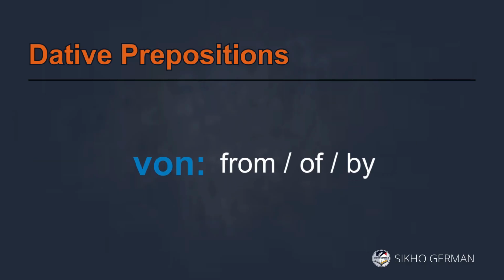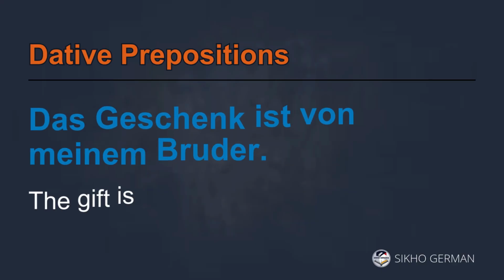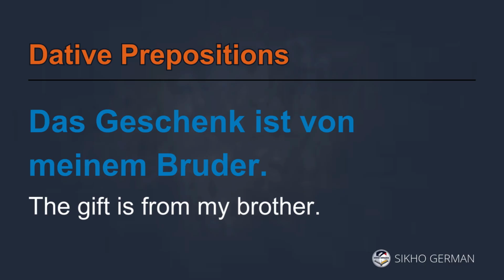Next is von, from, of, or by. Das Geschenk ist von meinem Bruder. The gift is from my brother. The masculine noun mein Bruder becomes meinem Bruder after von. The possessive article mein changes to meinem in dative masculine. The gift is from my brother. That's why we use dative.